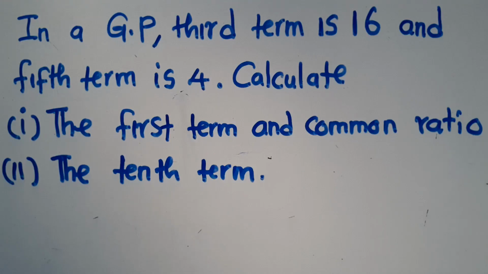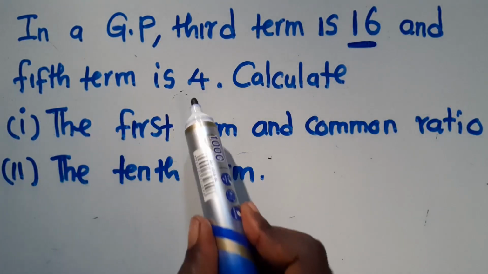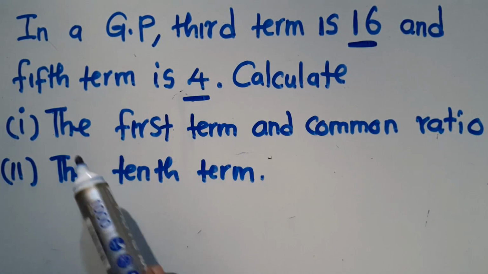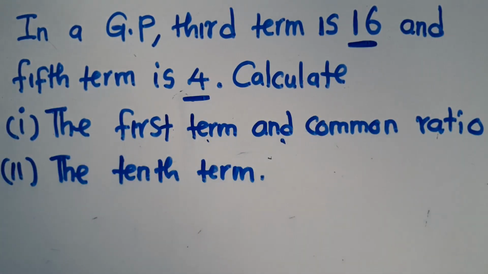So the question is saying, in a GP, meaning geometric progression, the third term is 16 and the fifth term is 4. We are told to calculate the first term and the common ratio. How can we answer this particular question? For us to answer this question, the first thing that should come to mind is we get the data that is given.